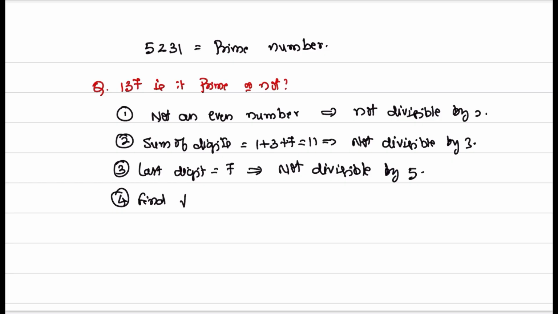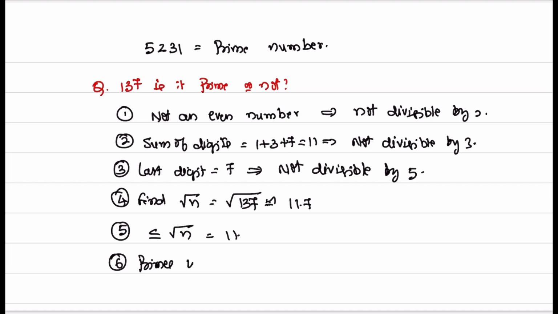Find square root of n, that is equal to square root of 137. What is approximately square root of 137? Approximately 11.7. 12 square is 144. 11 square is 121. In between 12 square and 11 square it is there. That is 11.7. Therefore, less than or equal to square root of n, the maximum number is 11. That means we have to know the primes up to that.